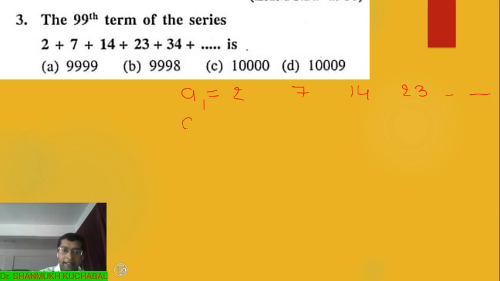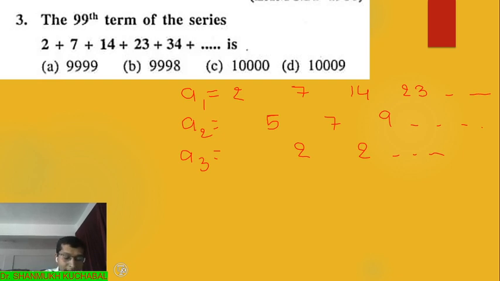Then I take A2, I find the difference. 7 minus 2 is 5, I write it in the middle. 14 minus 7 is 7. I take that value in the middle. 23 minus 14 is 9. Like that it goes on. This process we have to calculate. If it becomes a constant, we have to stop there. Then A3: 7 minus 5 is 2, and 9 minus 7 is 2, and so on. Now it is constant, so we will stop.